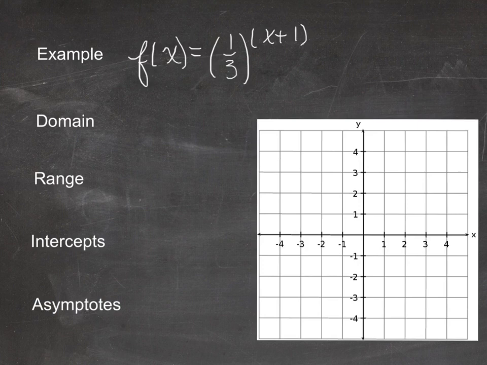Okay, so I have f of x is equal to 1/3 to the x plus 1. So this 1/3, because it's a fraction, I know that I'm going to have exponential decay. So it's going to be decreasing as the x values increase. And x plus 1, that means I'm going to be shifting 1 unit to the left.